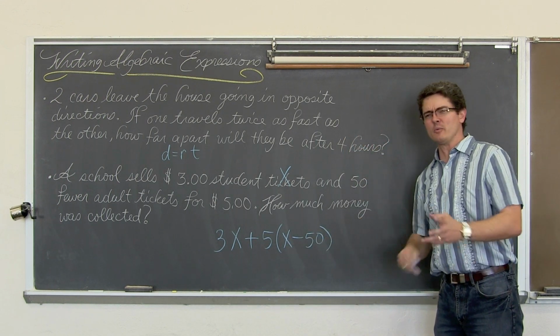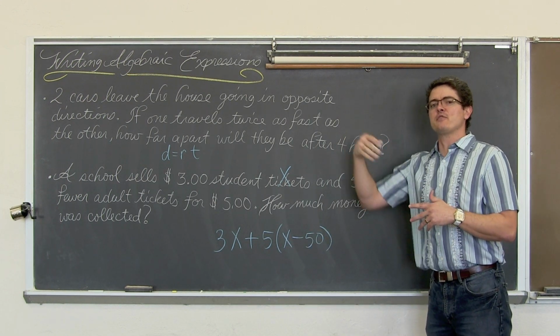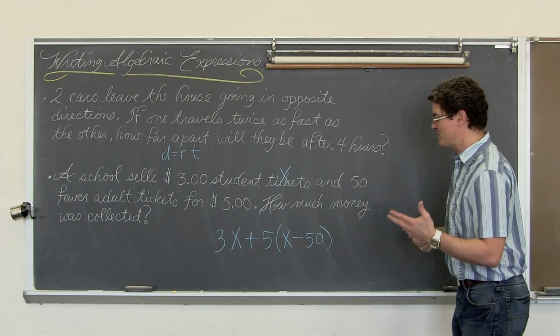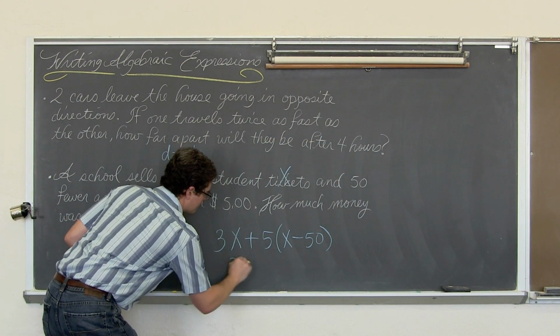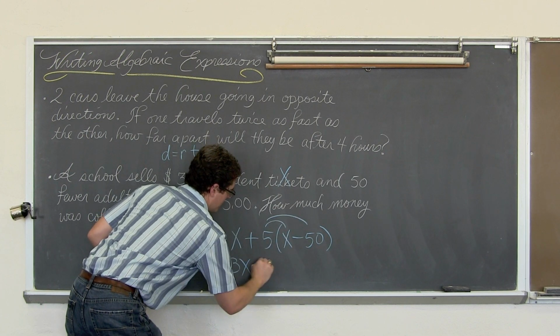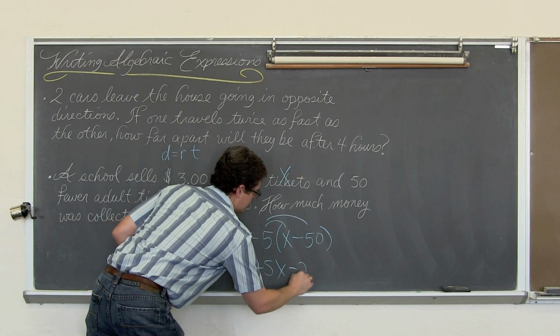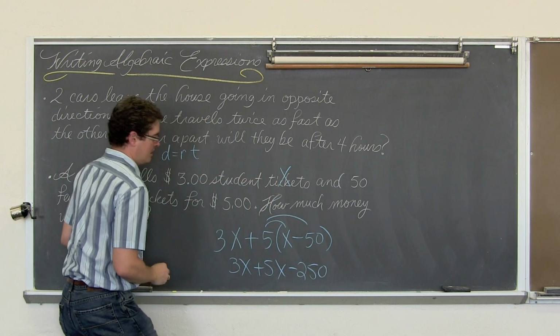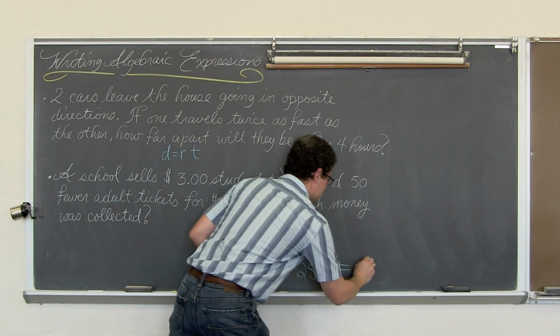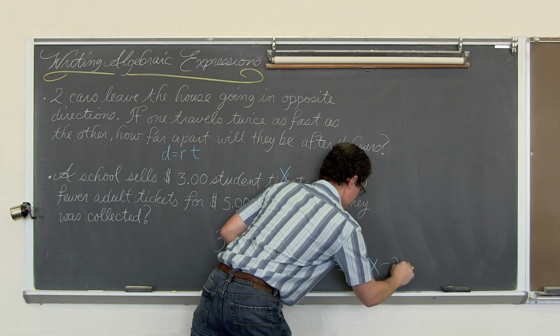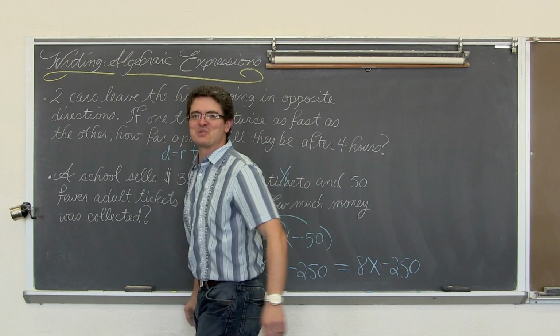So here you get to see a little bit of play of why we had all those very, very simple examples at the beginning of this video. This simplifies to 3x plus 5x minus 250, or ultimately, these are like terms, so we're going to get 8x minus 250.